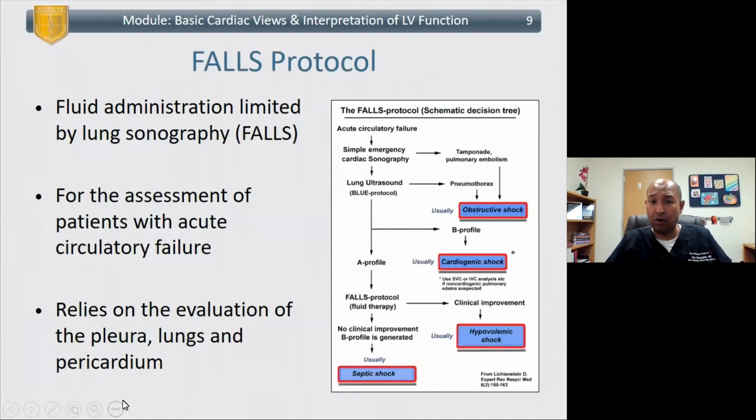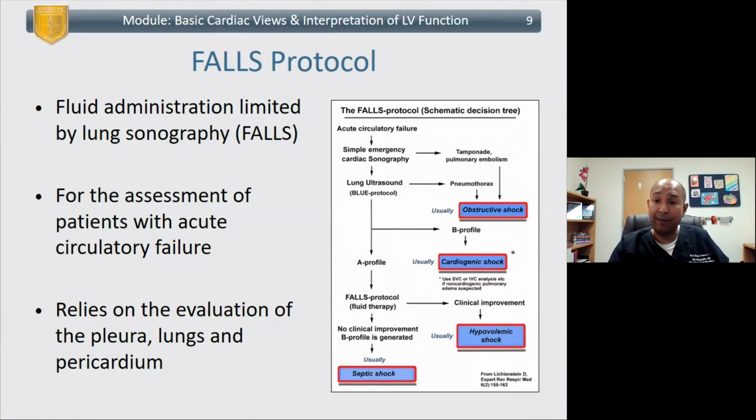The FALLS protocol is really looking for the etiology of shock. When we talk about the FALLS protocol, we'll walk through this. Someone comes in and they have a low MAP, mean arterial pressure, low blood pressure. What are the possible causes? When you do the ultrasound, you look for things like, is there a pericardial tamponade? Is there a tension pneumothorax? These are examples of obstructive shock. And if you do see it in the right setting, should you do a pericardiocentesis? Should you do a chest tube to address those appropriately?